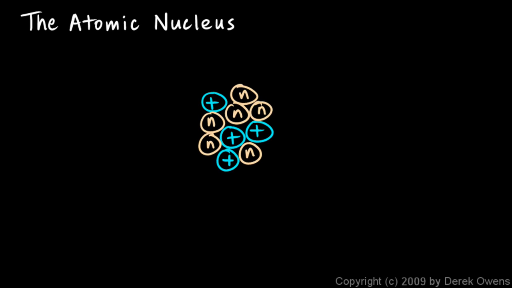It seems that they ought to be pushed apart because these protons all have positive charge, and like charges repel. And the protons are very close together, so the force of them repelling each other should be very strong. So there's this force pushing the nucleus apart. What makes it hold together?